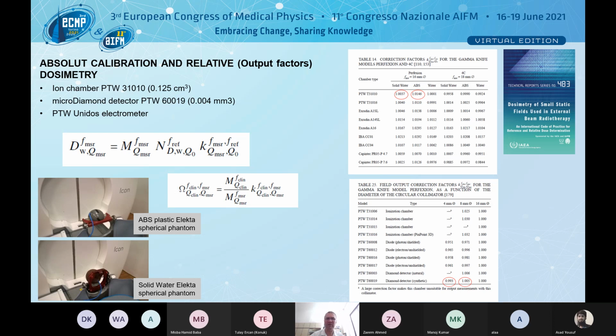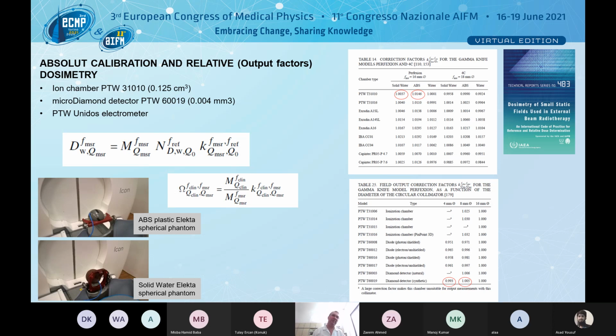So here you have a list of detectors, suggested chambers for gamma knife absolute calibration, and suggested detectors for relative measurements. You can see that some of them can be used for 16 and 8 mm, but not for 4 mm. So again, be careful. If it's showing no correction factor, you should not use those for the relative measurement of 4 mm. And then to do your measurement is actually, I would say, very straightforward.